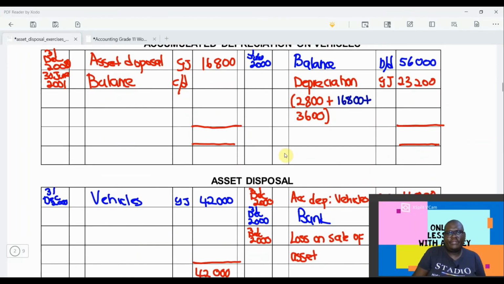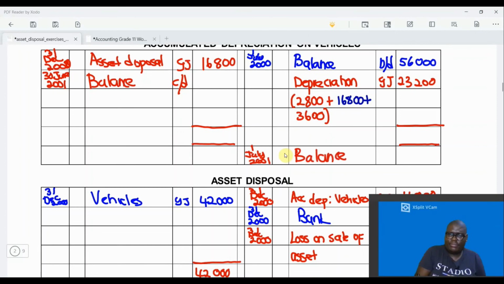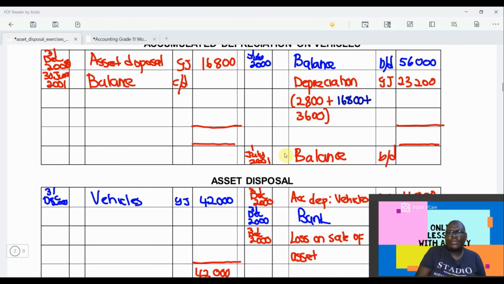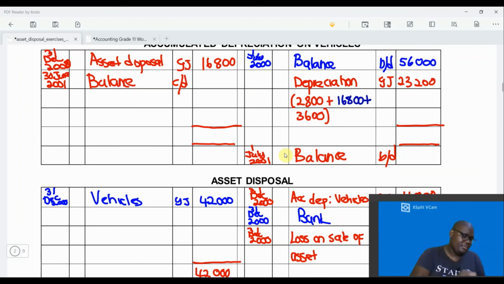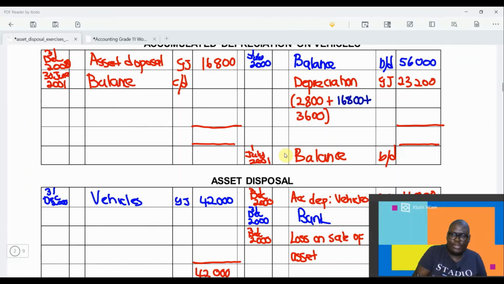And then we can have here something like on 1 July 2001, balance brought down, which will be the shortage. So 56,000 plus 23,200 will give us the total then of the bigger side. 56,000 plus 23,200 is equal to 79,200. So that means we'll have 79,200 as our total here.